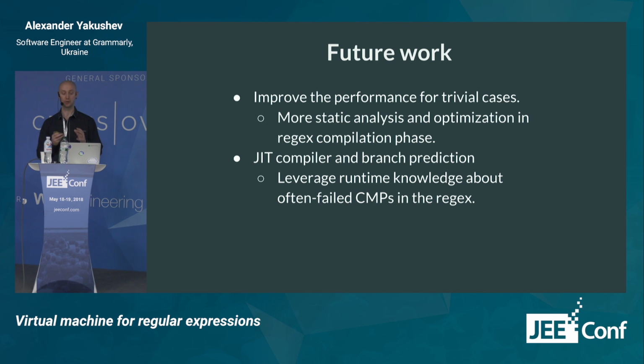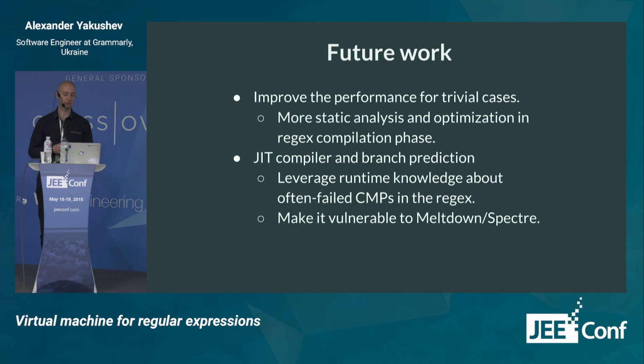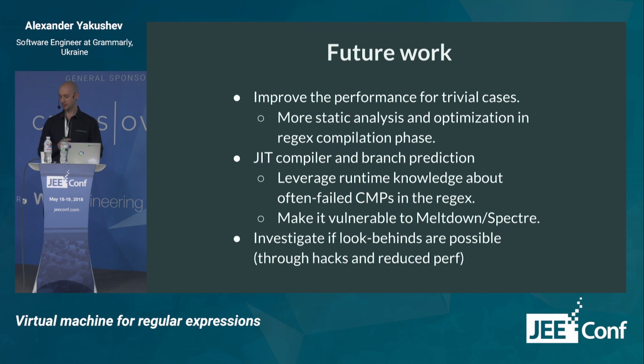And we can also add branch prediction, probably, also by knowing where it fails more often, so that finally it's vulnerable to Meltdown and we can write to Hacker News about it. And finally, it would be really nice to have lookbehinds, because that's a very common NLP demand.